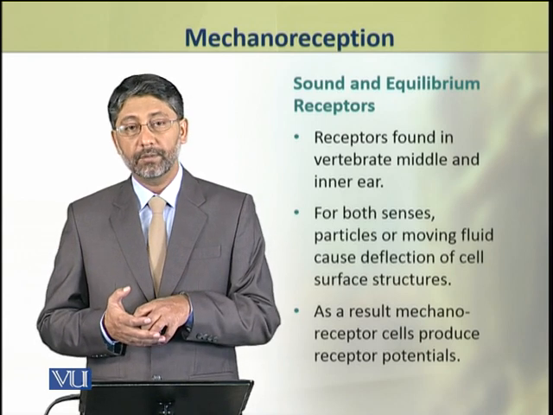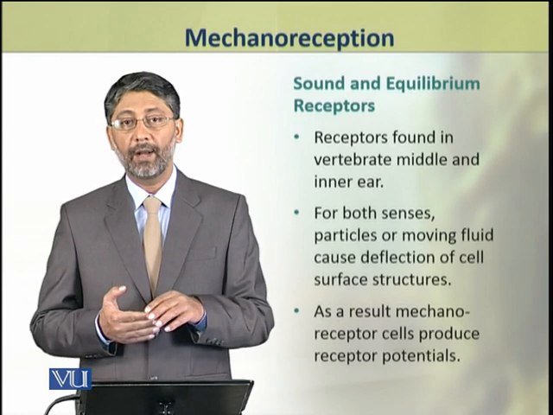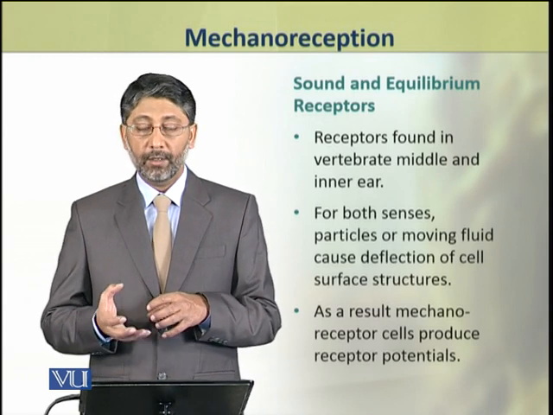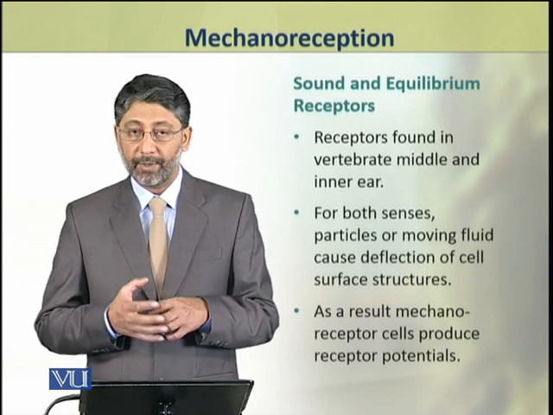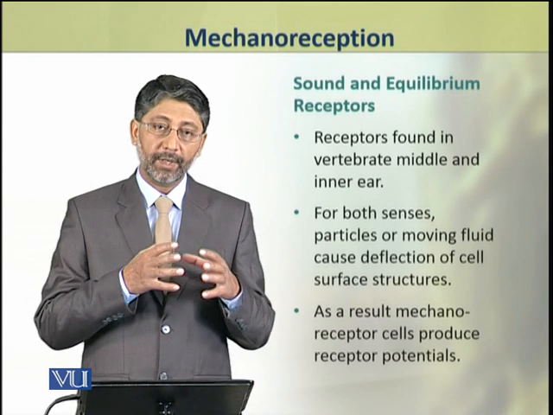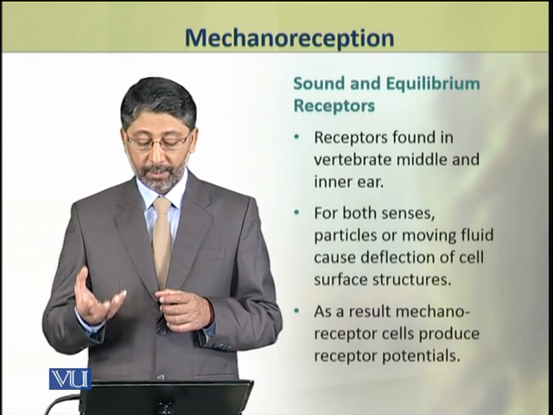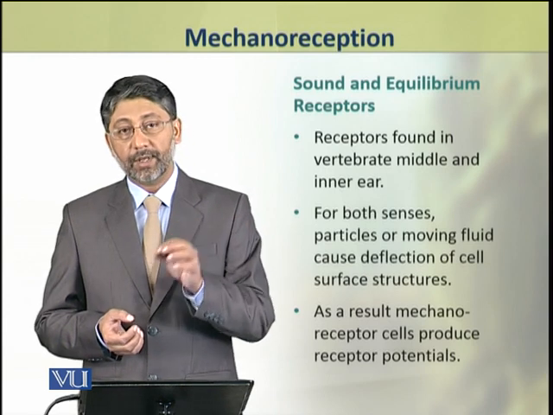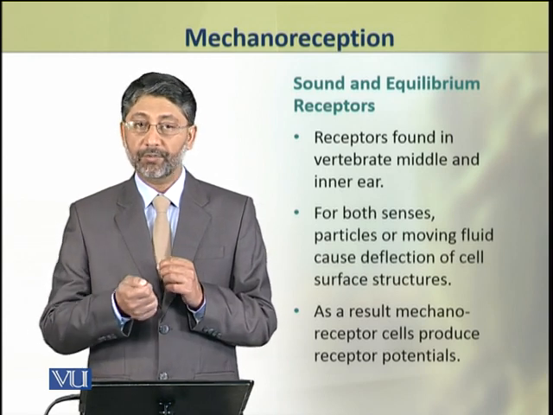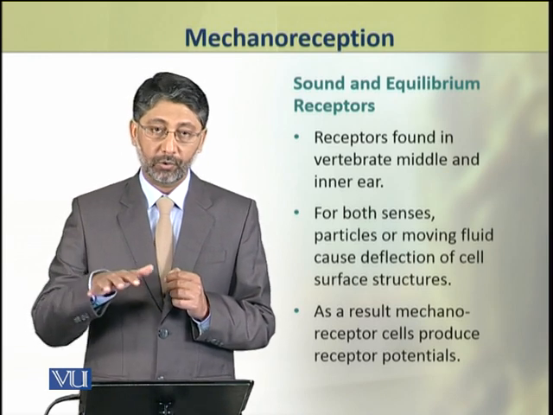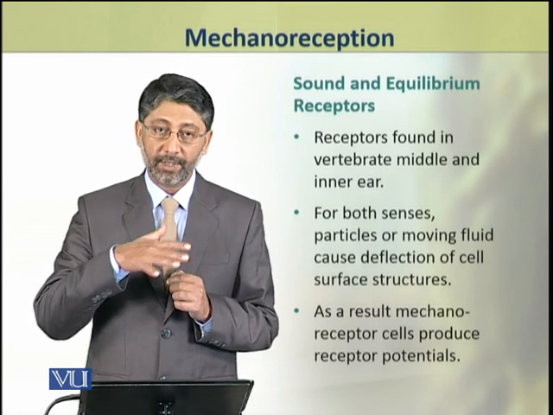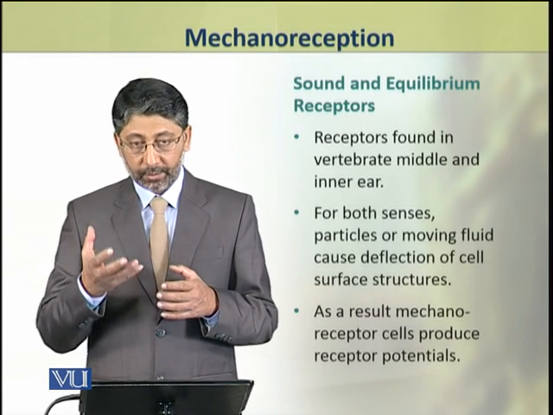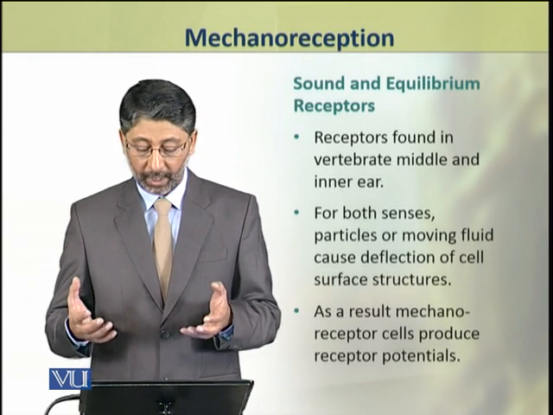Another type of mechanoreceptors are involved in the reception of sound and equilibrium. These receptors are found in the middle and inner ear of vertebrates. For both these senses, there is a basic pattern. In both senses, small particles or moving fluids produce deflection of cell surface structures. That is, here there is no stretch, but rather a fluid or solid particles within it strike a receptor surface, and as a result deflection is produced. When deflection is produced, as a result action potentials are generated.